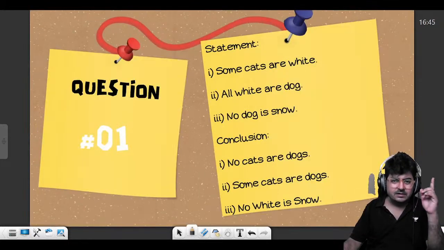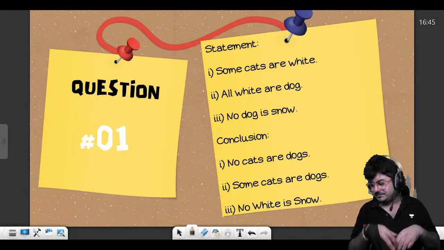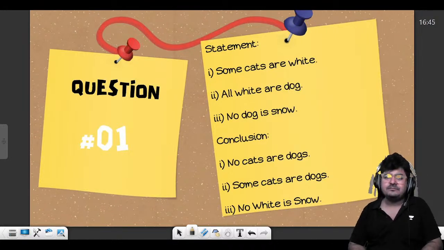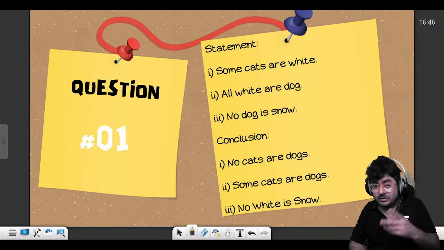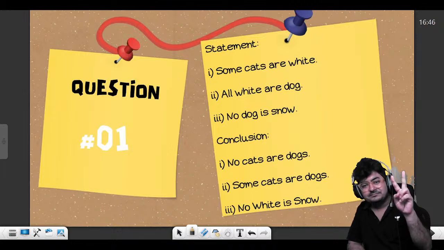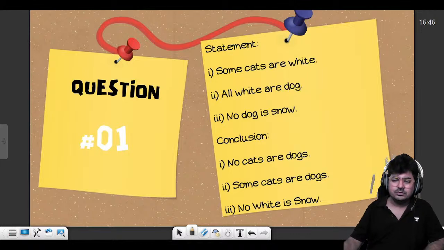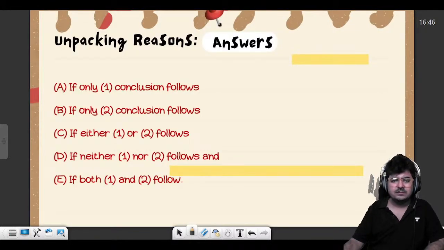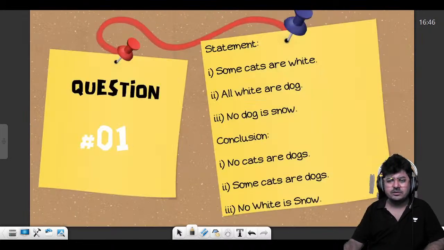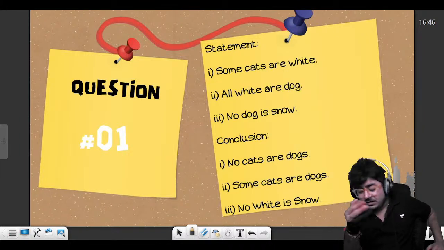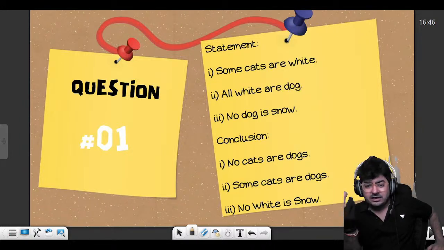Yes, so there on your screen, first question. Statement: some cats are white, all white are dog, no dog is snow. You can see every statement has two elements. And conclusion: no cats are dogs, some cats are dogs, no white is snow. So you have to mention, here there are three conclusions, so you can ignore these options. Just tell me which one or which two or which three conclusions are correct.